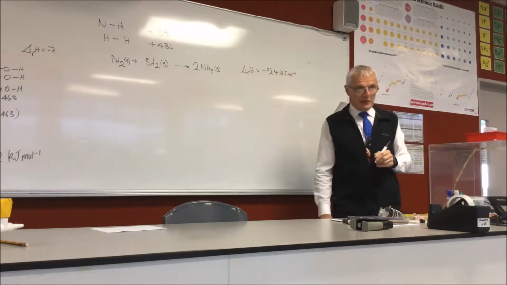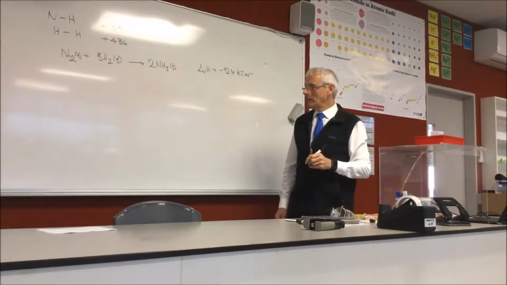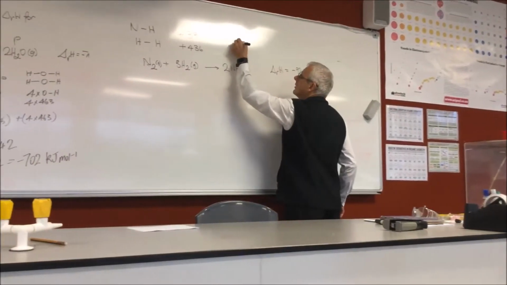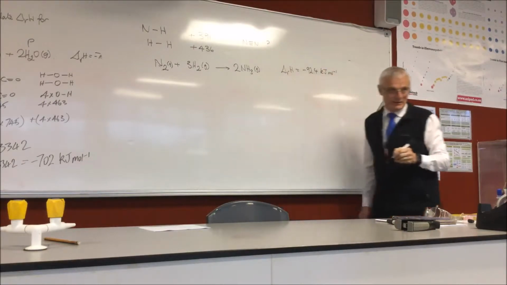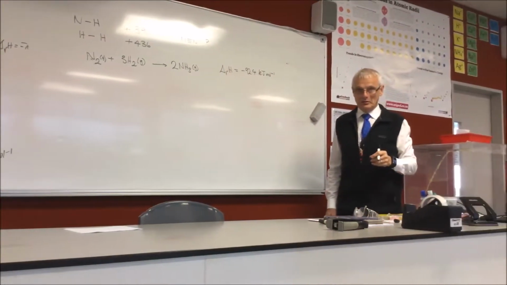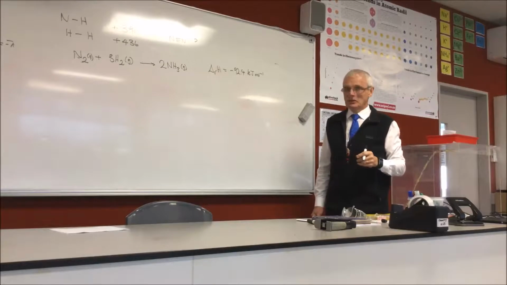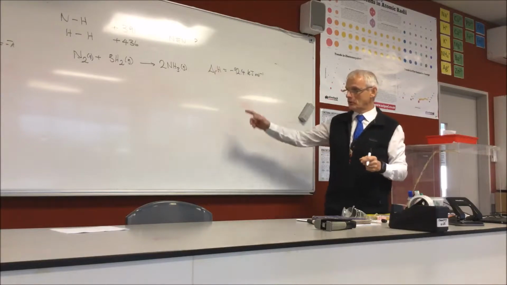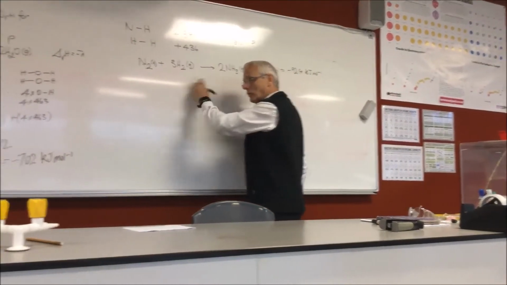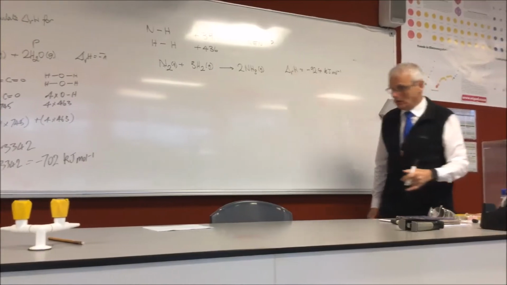Now, this is a slightly different problem, in that I'll make it a simple reaction. You've been given some of the bond energies and the delta RH, but there's one missing. You've got to work out the bond energy for N triple bond N. So if we write the whole thing out, do the same process, okay?